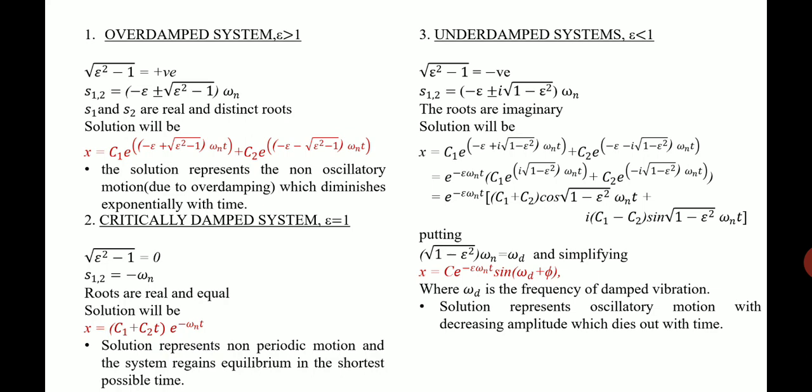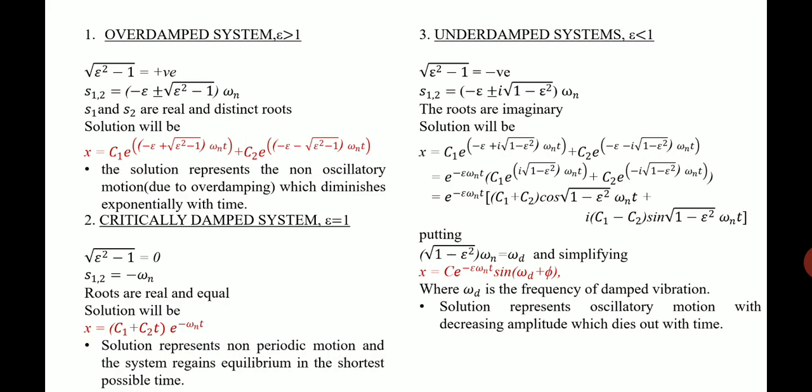So these are the three different cases of solutions for our governing equation m x double dot plus c x dot plus k x is equal to 0. We have three different situations and different solutions for each. Overdamped system, where there is excessive damping and no oscillatory motion. Critically damped system, which has just the correct damping and comes to the mean position in the shortest possible time. And underdamped system, where there is insufficient damping and the oscillatory motion continues.